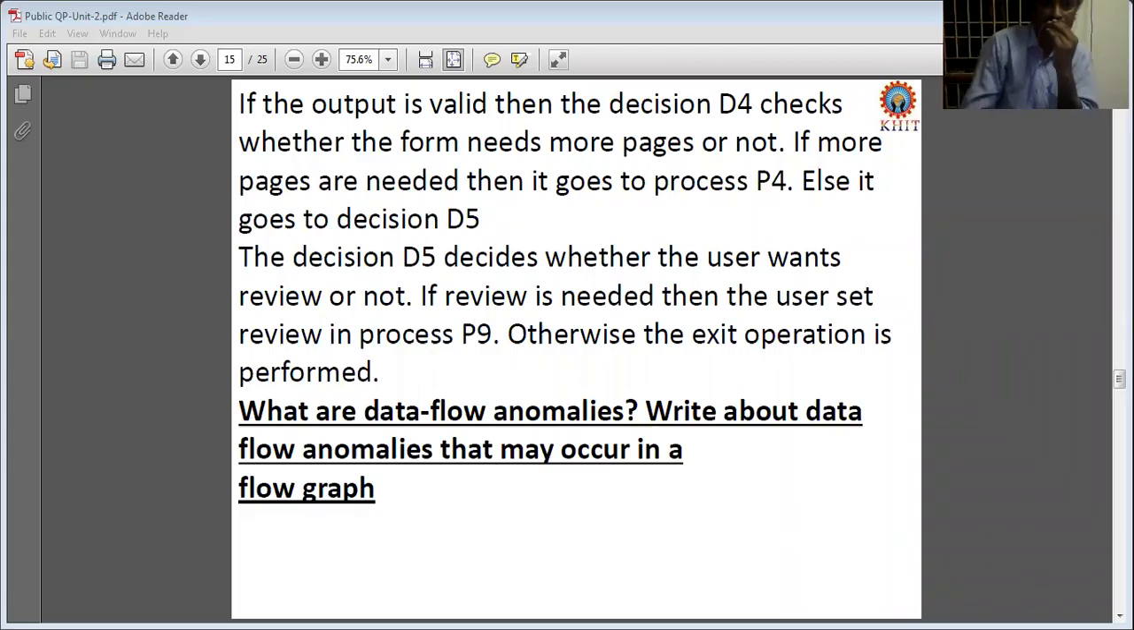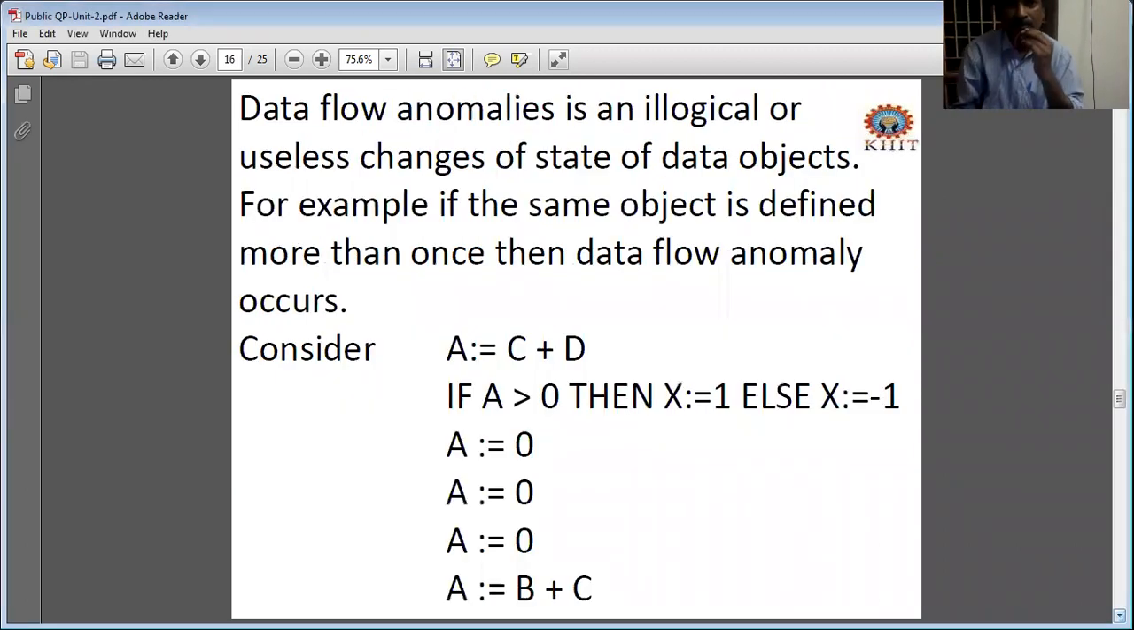So next question is what are data flow anomalies? Write about data flow anomalies that may occur in a program. Data flow anomalies are illogical or useless changes of state of data objects.